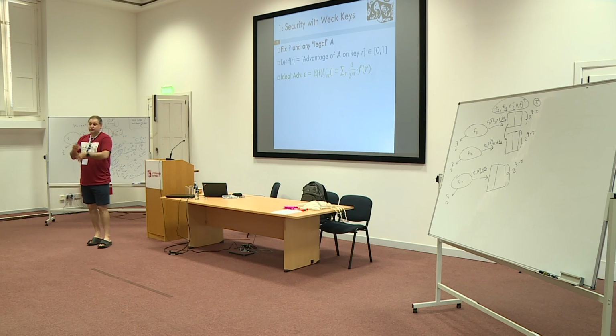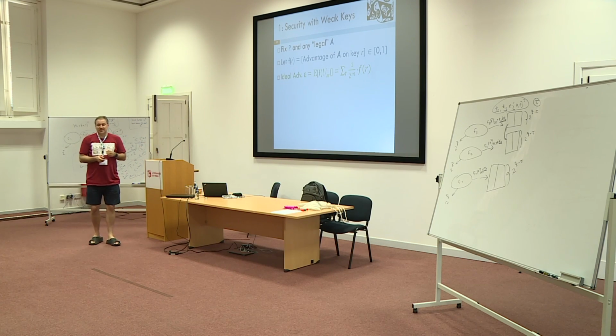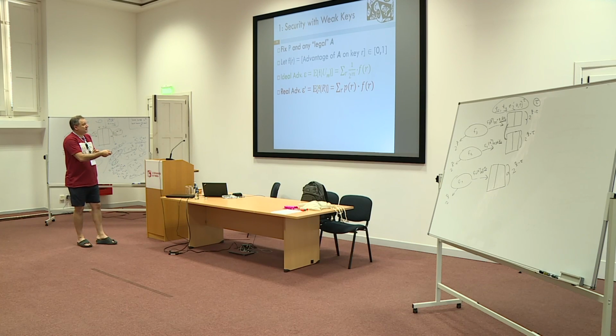Because the ideal key is truly uniform. So on average, the advantage of the attacker is exactly the expectation of this function f on the uniform distribution. So this is essentially what our epsilon is, right? The security epsilon is the expected value of f of r. The real advantage is the expected value of f of r, where r is our derived key.